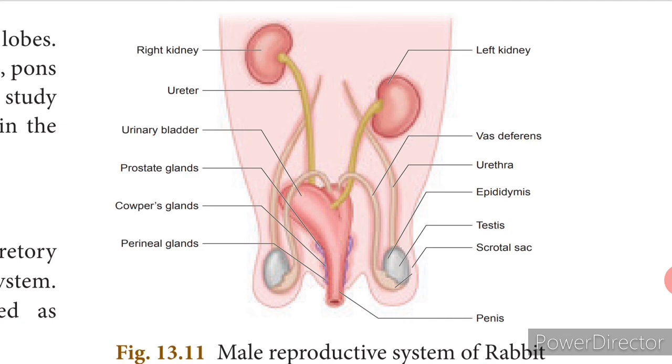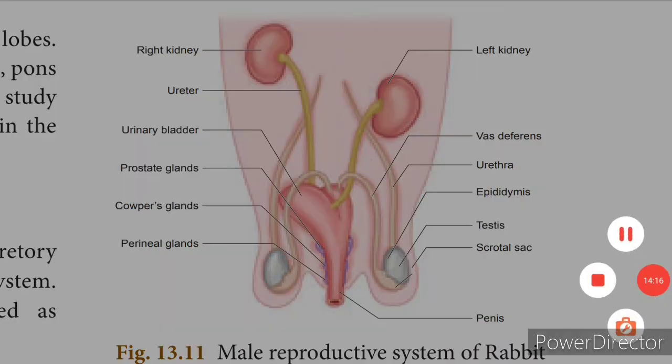Now there are three important glands that are present, that is the prostate gland, Cowper's gland and the perineal glands, and these are involved in the reproduction process.